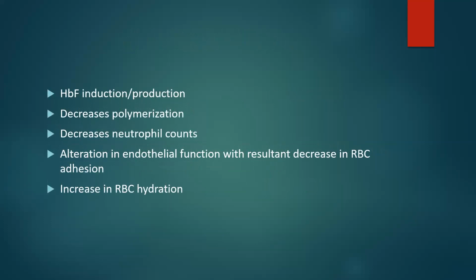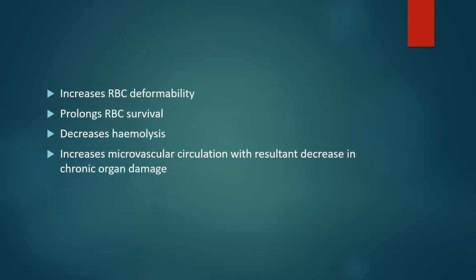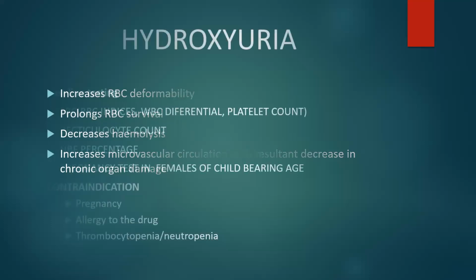So there's decreased polymerization, which is one of the ways of the pathophysiology of the crisis. It decreases neutrophil counts. There is also an increase in WBC hydration, increase in WBC deformability, prolonged WBC survival, decrease in hemolysis, and other mechanisms.